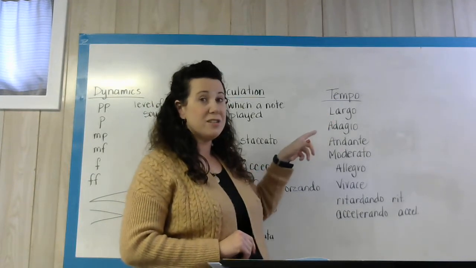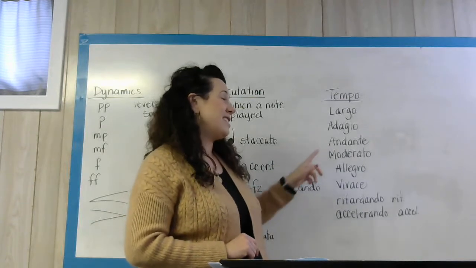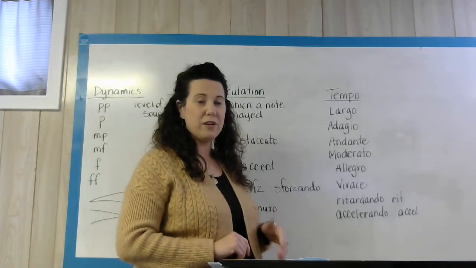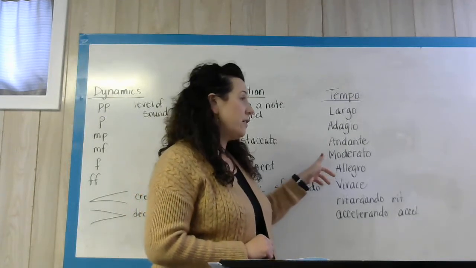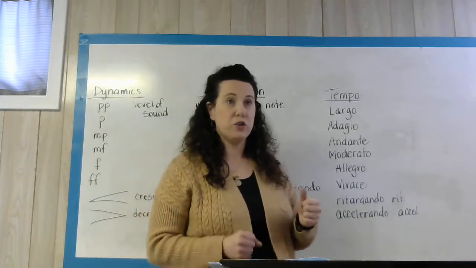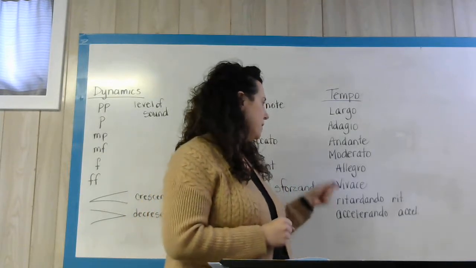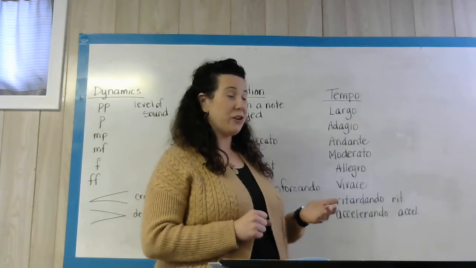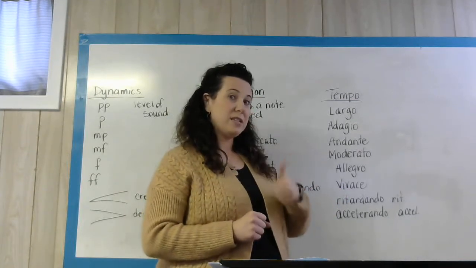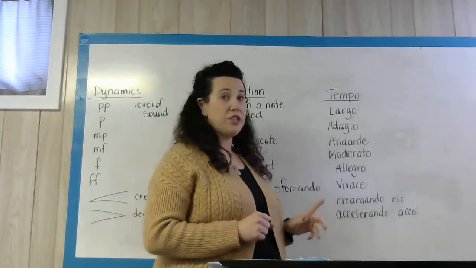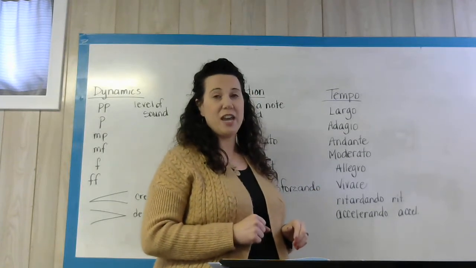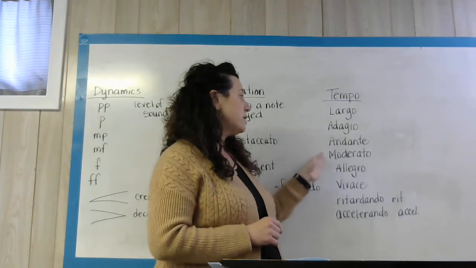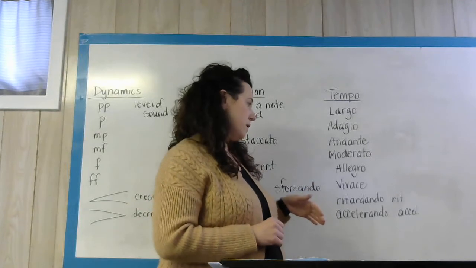Adagio is slow. Andante is a little faster, possibly walking, if you can think of it that way. Moderato, a moderate speed, a good walking tempo. Allegro is fast, but not as fast as some others, right? We've got presto, that's even a little faster. And then vivace, that's a cool word, right? Vivace is really fast, okay? So all of these words tell us how fast or slow the music goes.